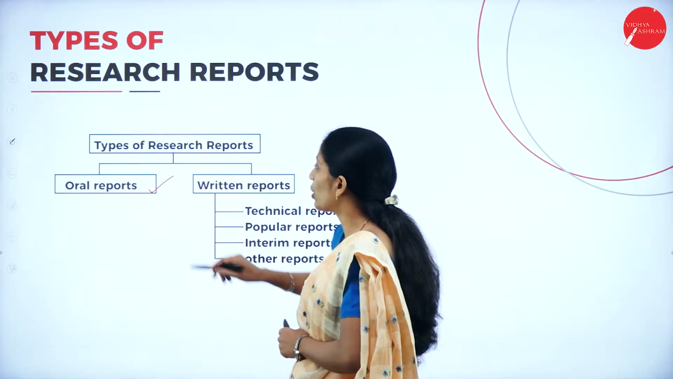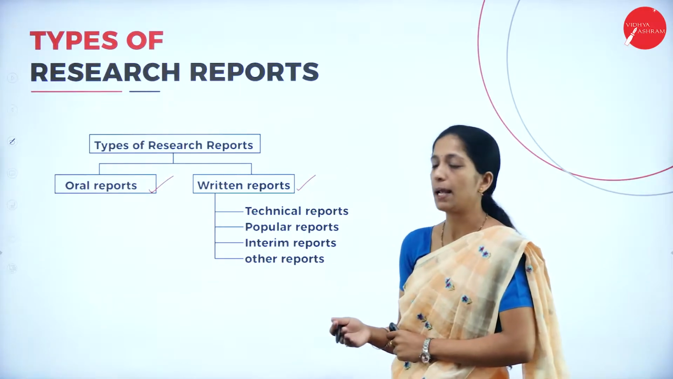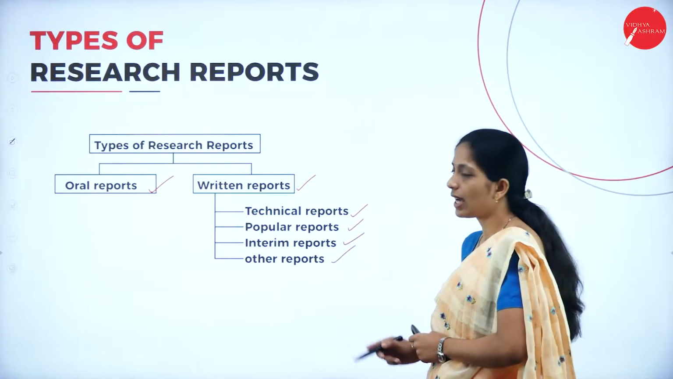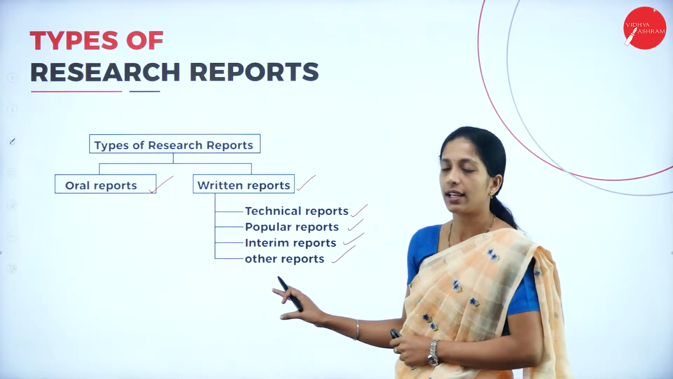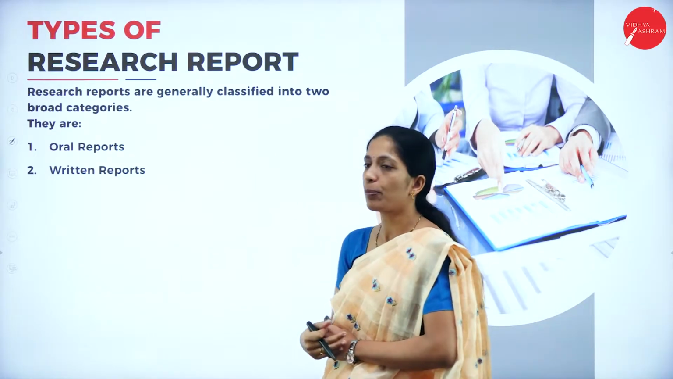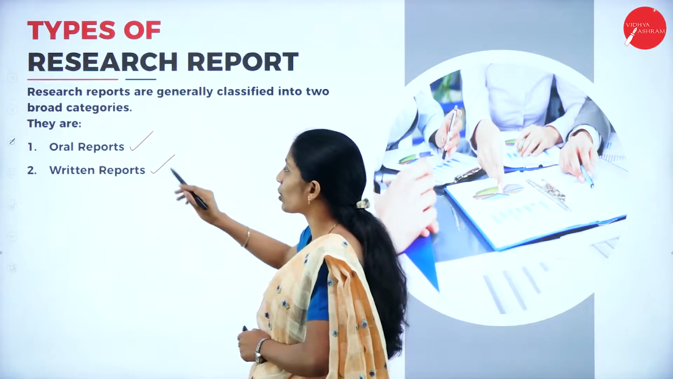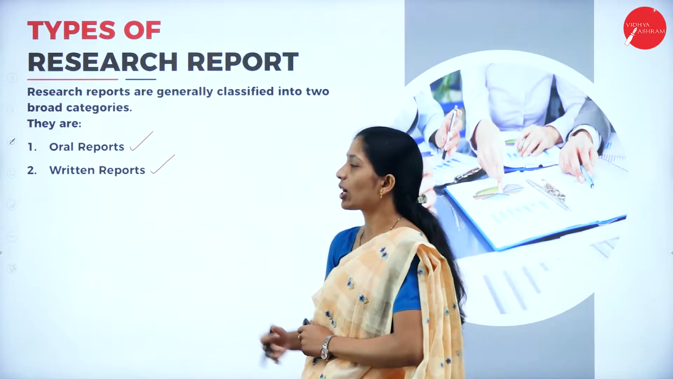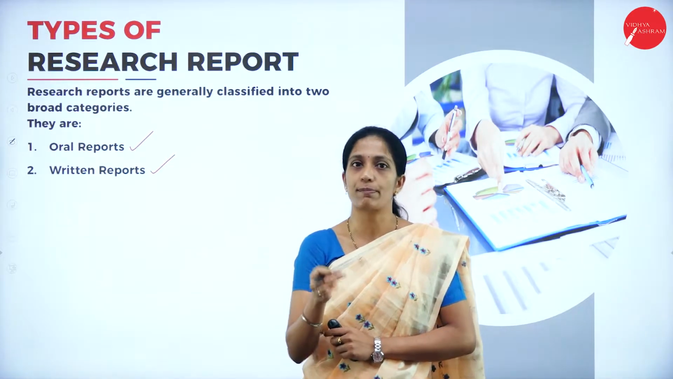One is oral report, the other one is written report. Under written reports, we have a few more types like technical reports, popular reports, interim reports and other reports. Let us see what the other types are later. Mainly the whole research report has been divided into two types, that is oral report as well as written reports. Now we shall see one by one what this oral report is and what the advantages of oral report are. Next we shall go to written report. In written report there are various types. We shall discuss those types in detail.